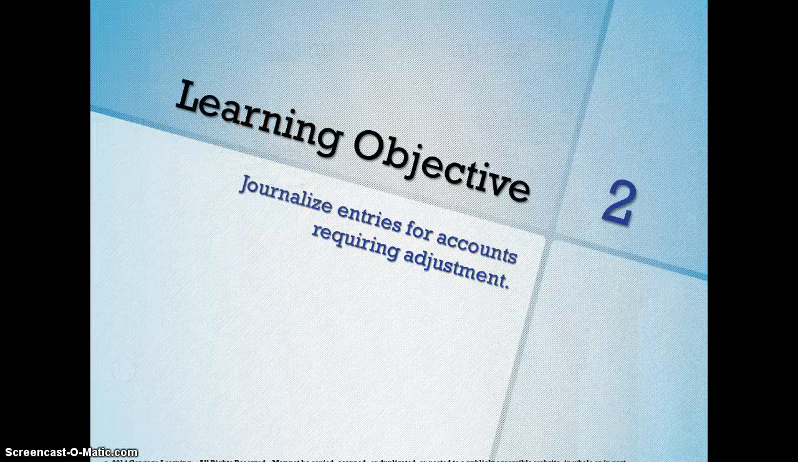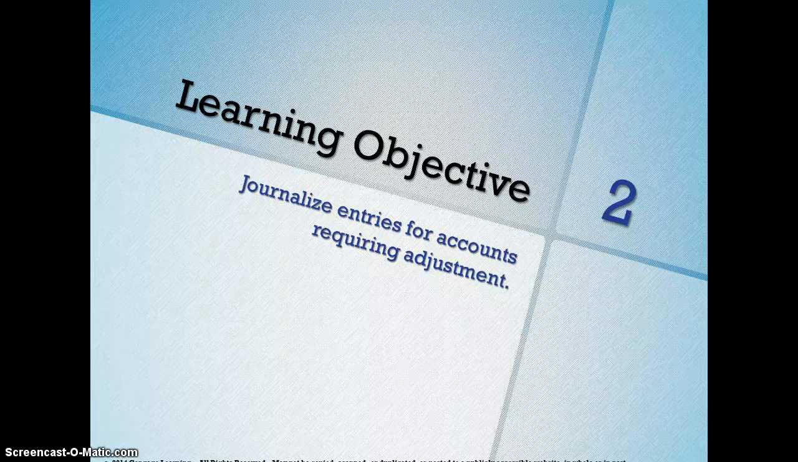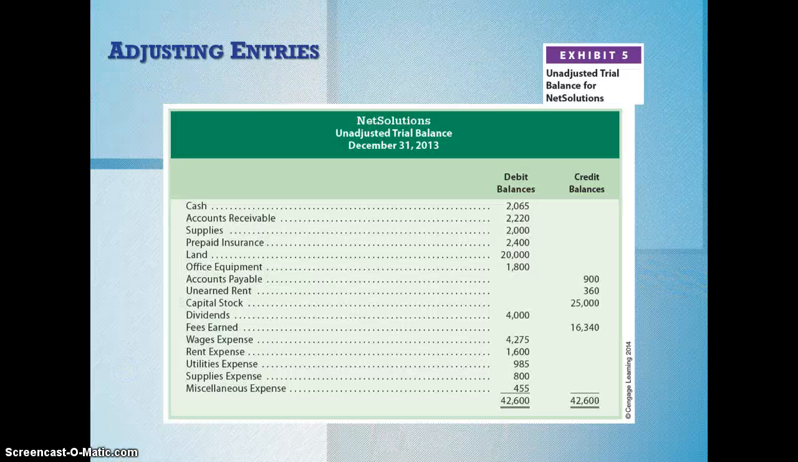All right, so next we can talk about Objective 2, which is journalizing the entries that require adjustments, okay? So in your book, the best thing to do is to go through Objective 2 because they give you examples of each one of these types of adjustments that are needed. So you want to go through those examples, take your time, really read what's going on and how they actually create those journal entries. All of those adjusting journal entries are based off of this unadjusted trial balance for net solutions that we completed in Chapter 2.